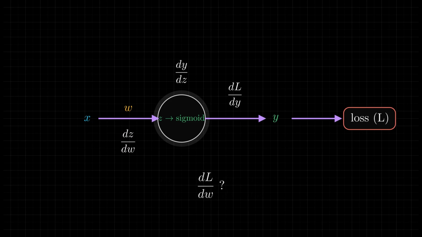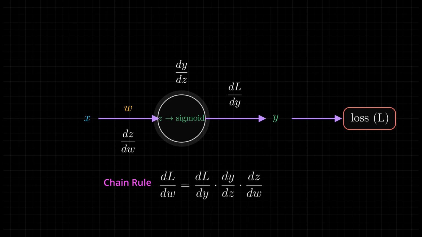Now we combine these pieces together. We use the chain rule. The chain rule tells us that small local gradients can be multiplied together. And eventually we get the gradient we really want. This tells us how much the loss changes when the weight changes. And now we finally have what gradient descent needs. We update the weight. If the gradient is positive, we move the weight in one direction. If the gradient is negative, we move it in the other direction.